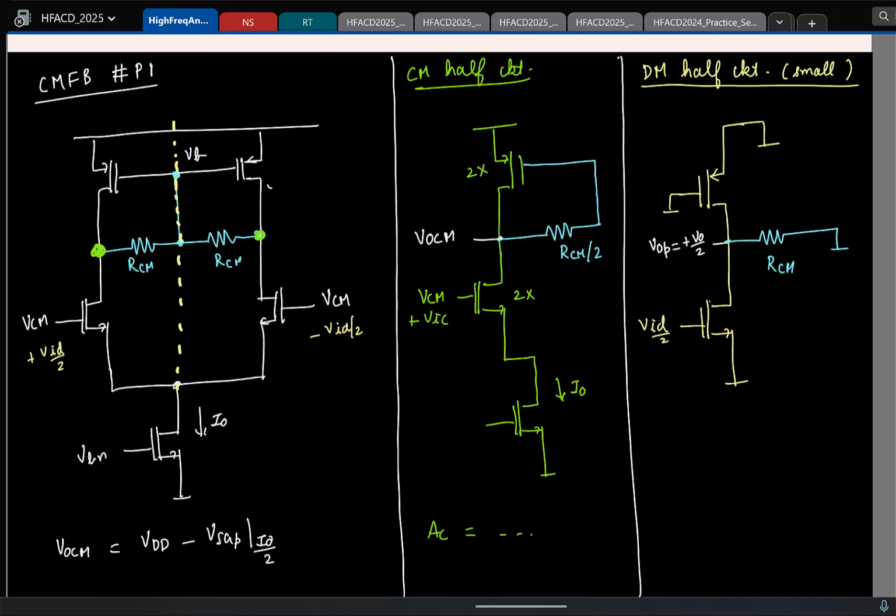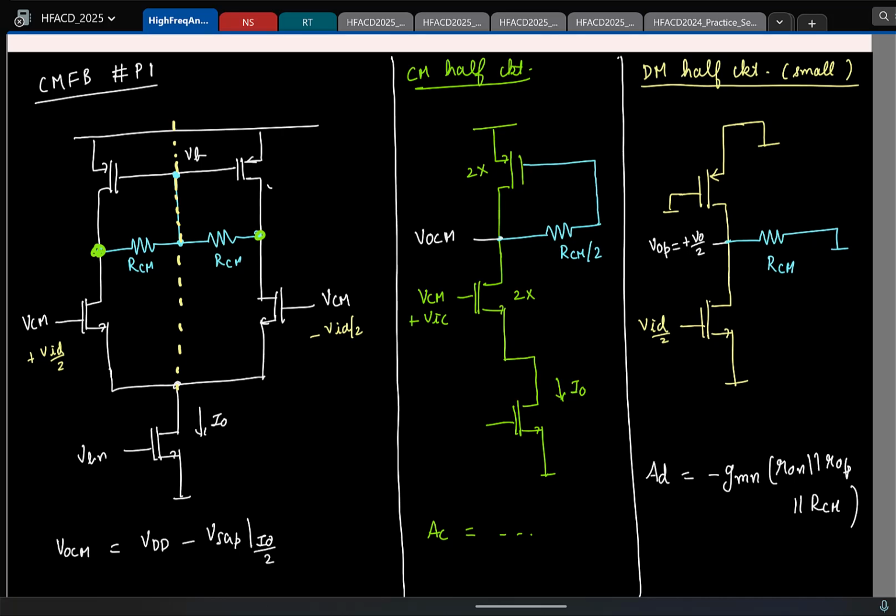Half circuit is fine. So now tell me, what is the differential mode gain? Differential mode gain is the gain VO by 2 over VID by 2. That is the same as VO by VID. What is it? Very good, minus GMN times R0 in parallel with R0T in parallel with RCM. Great. That's all.